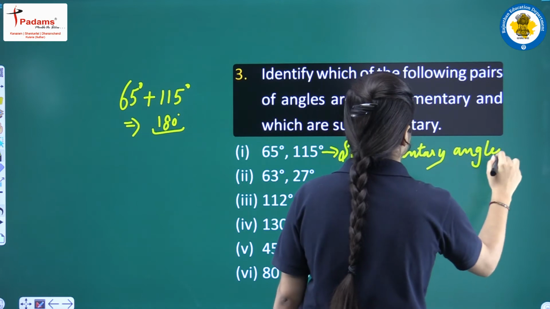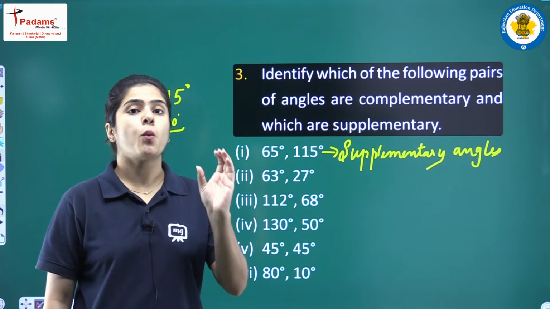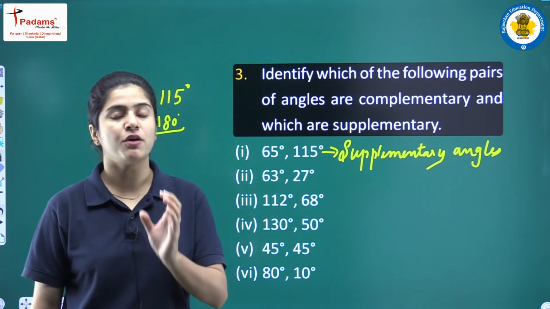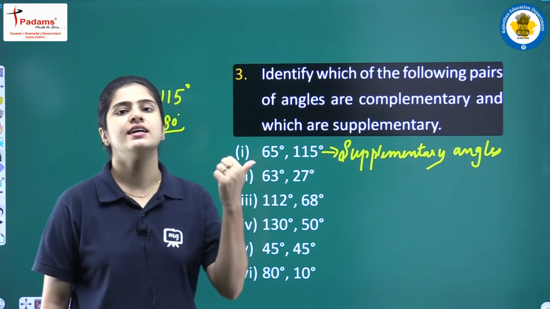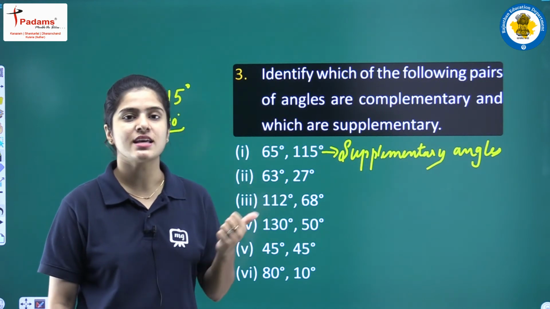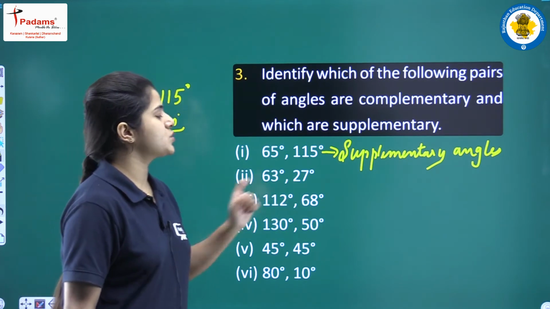Okay, and students, you also need to write this thing, that when the measure of the sum of two angles is equals to 180 degree, then those two angles are called supplementary angles. Okay students, now what is the second part? 63 degree and 27 degree.